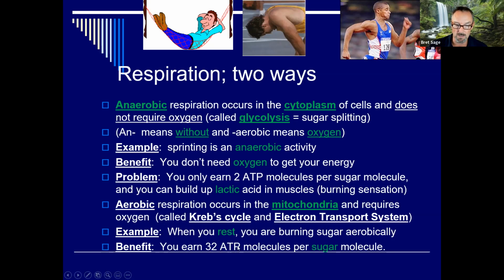What is the upside? Well, look at how much better a yield it is per sugar. You get 32 ATP molecules per sugar, and so it's a much better strategy. What's the problem? You have to have plenty of oxygen in your cells. So if you're not at rest or doing light exercise, you can't do this. You have to switch over to anaerobic. Now, you can walk for hours, but you can't sprint for hours. So these guys have switched from aerobic to anaerobic, and we know pretty soon after this picture was taken, they're going to have to stop and rest and switch back to this.